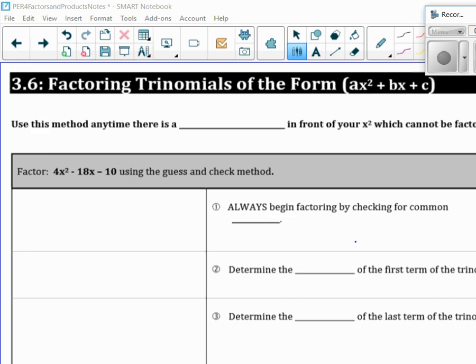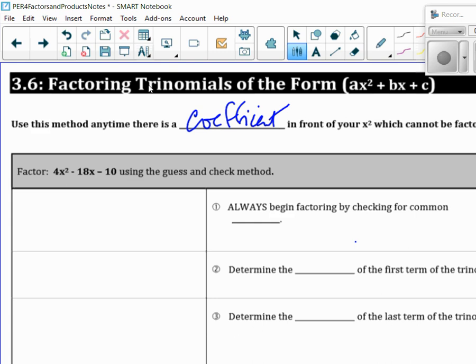So use this method anytime there is a coefficient in front of your x squared, which cannot be factored out. So coefficient, C-O-E-F-F-I-C-I-E-N-T.